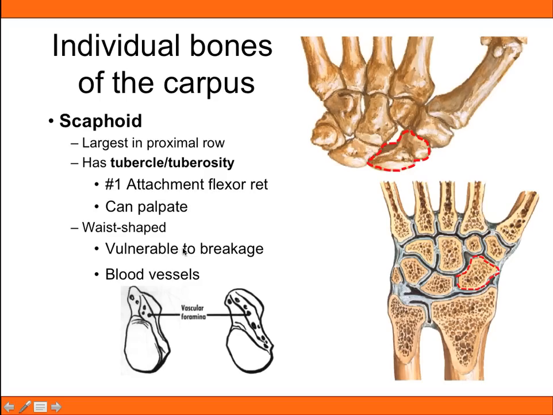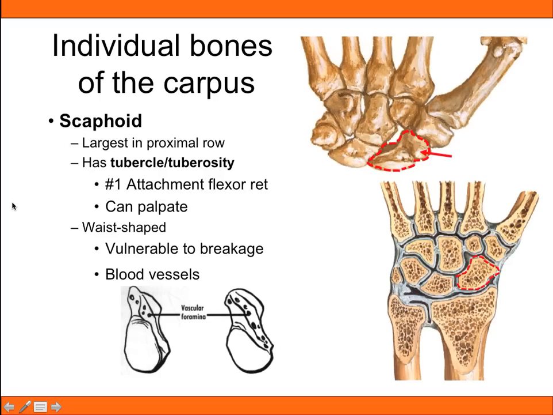It's vulnerable to breakage at the waist, coincidentally. This is important clinically because a lot of the blood vessels of the scaphoid enter at the waist. In lab, we're going to be talking about what potential serious sequelae can happen if we fracture the waist of the scaphoid and disrupt the blood vessels that enter into it. So when you're in tutorial later this week, make sure you can picture the scaphoid bone, where it sits, and that lovely little tubercle.